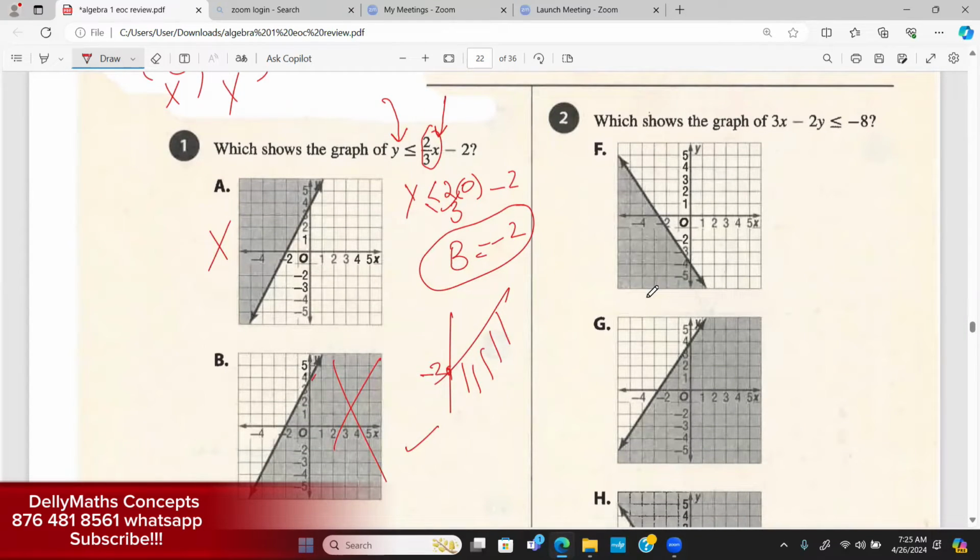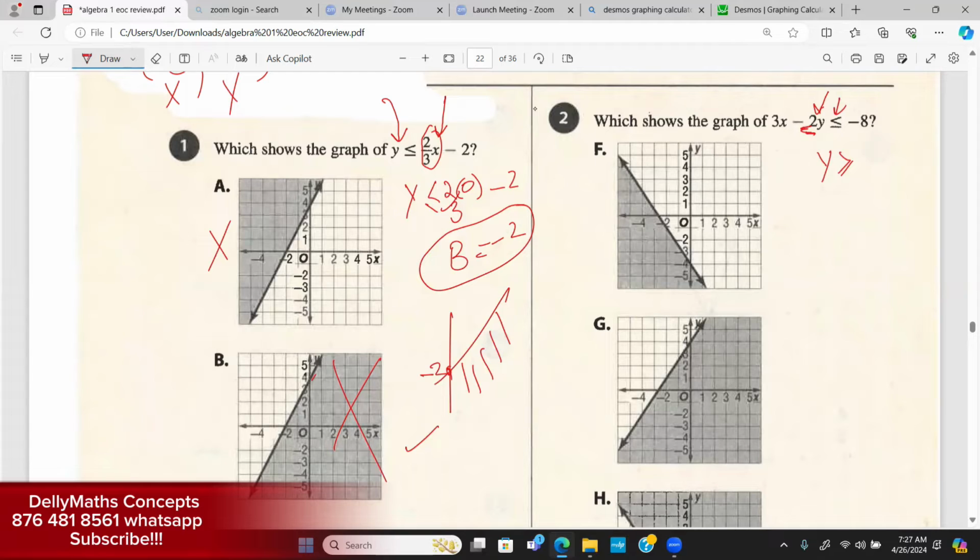It says here, which shows the graph of 3x minus 2y less than or equal to -8. Again, as long as y is on the side, and you're looking at this, you have to be careful. But again, remember, we're looking at a positive y. So what we want to do is eliminate some stuff here. Take a look. Because the y is negative here, this is a -2y, then we're going to have to flip the sign. So then what this really is representing is greater than, because the negative here would have flipped this sign.